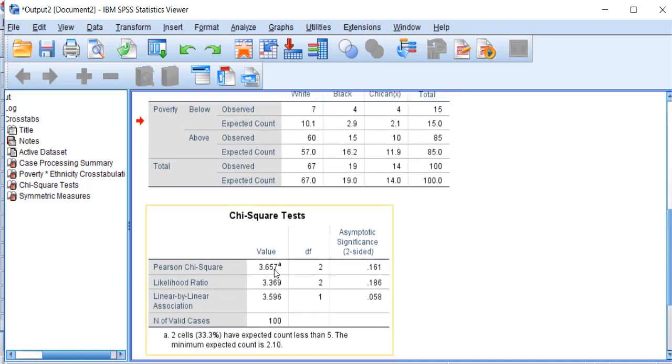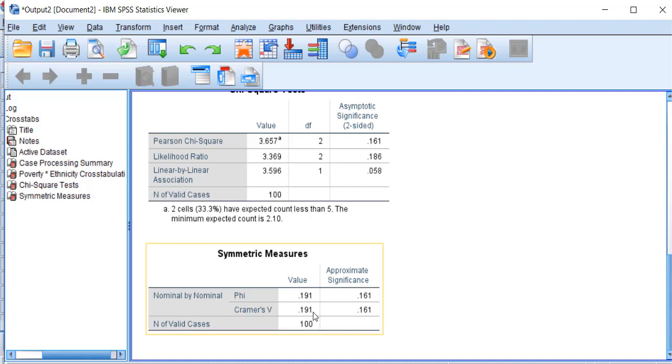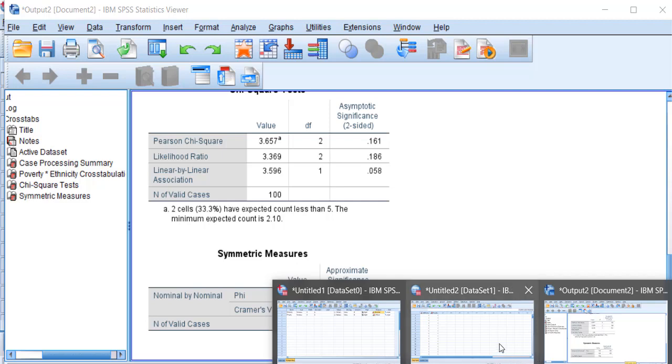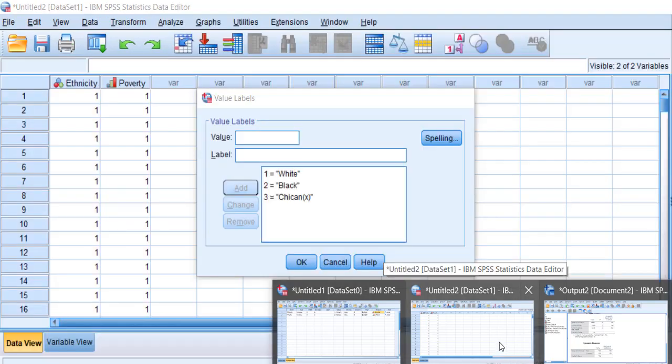Our Pearson chi-square, the obtained value is 3.657. Degrees of freedom is 2. And importantly, this is not significant. If we look at Cramer's V, we see that that is 0.191. Now we're going to run this with 200 individuals.